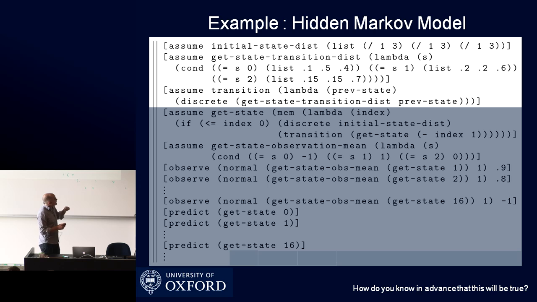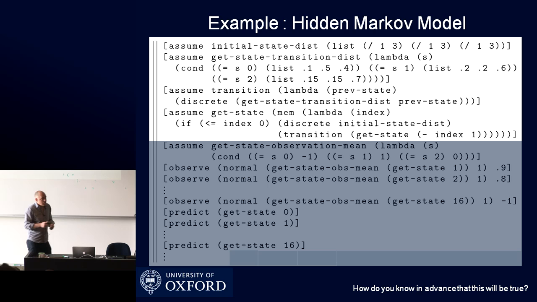We have a function that actually transitions the HMM. Transition is a function that takes the previous state and draws from a discrete distribution with parameters given by the state transition distribution for the previous state, which is looked up by this function. We have a function that dynamically builds a data structure called getState, which is a memoized procedure of the time index that, if it's at the beginning, draws from the initial state distribution, and as you go along, transitions from the previous state by figuring out what the previous state was.